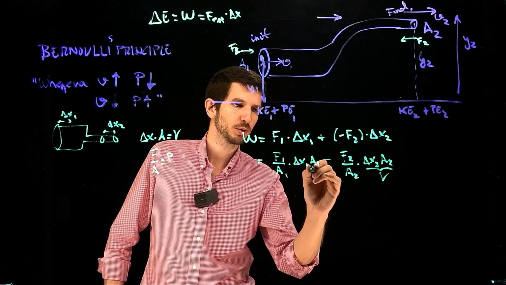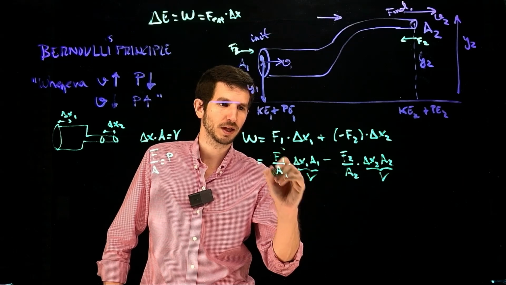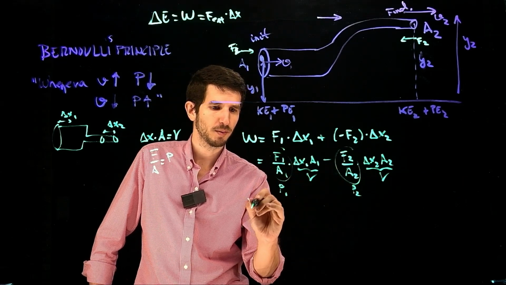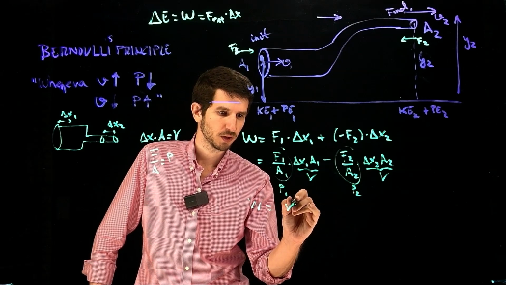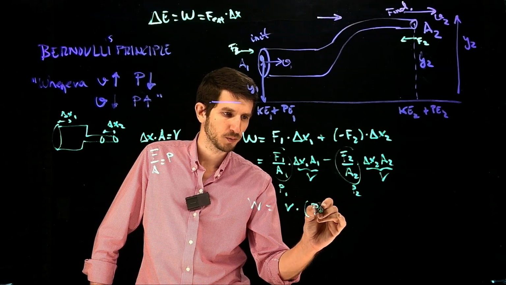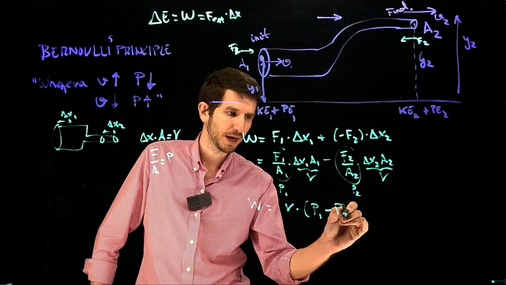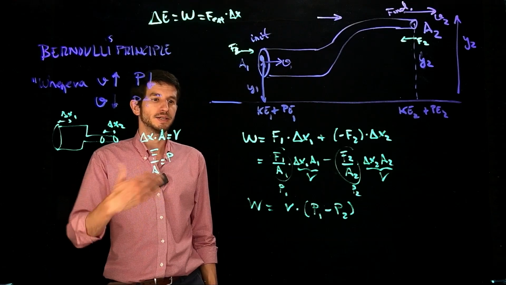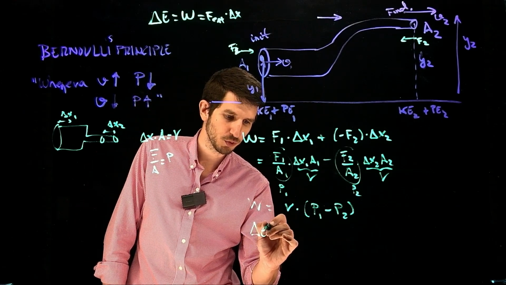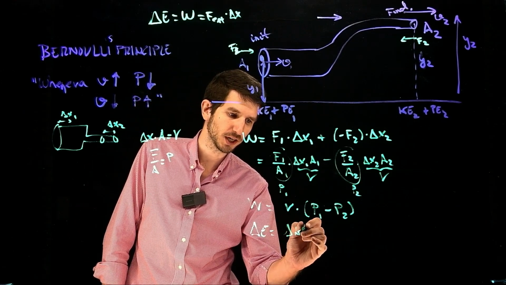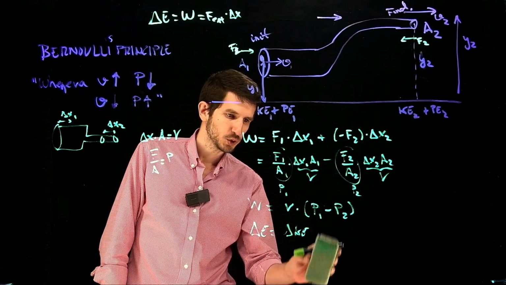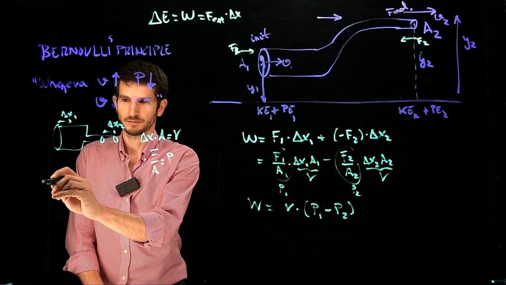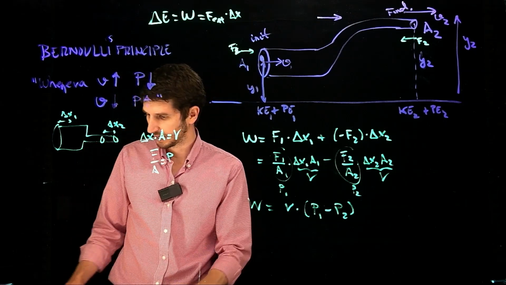How much is that? That's the volume of the fluid. How much is that? That's pressure 1. And how much is this? Pressure 2. So how much is work? Well, that's going to be volume times P1 minus P2. And we can then bring back the idea that we said that the change in energy we found was the same as the change in kinetic energy and the change in potential energy. So we can just write everything. Let's save this space for the final.